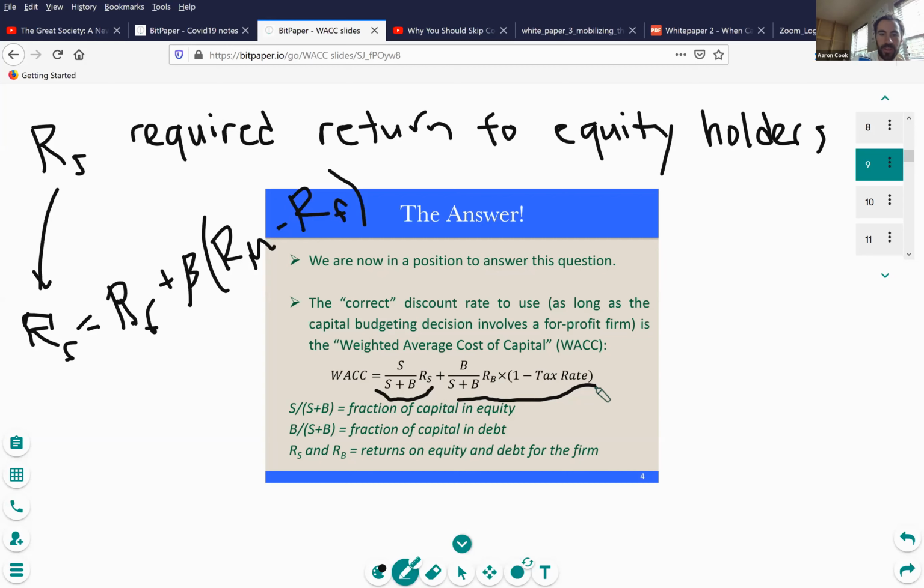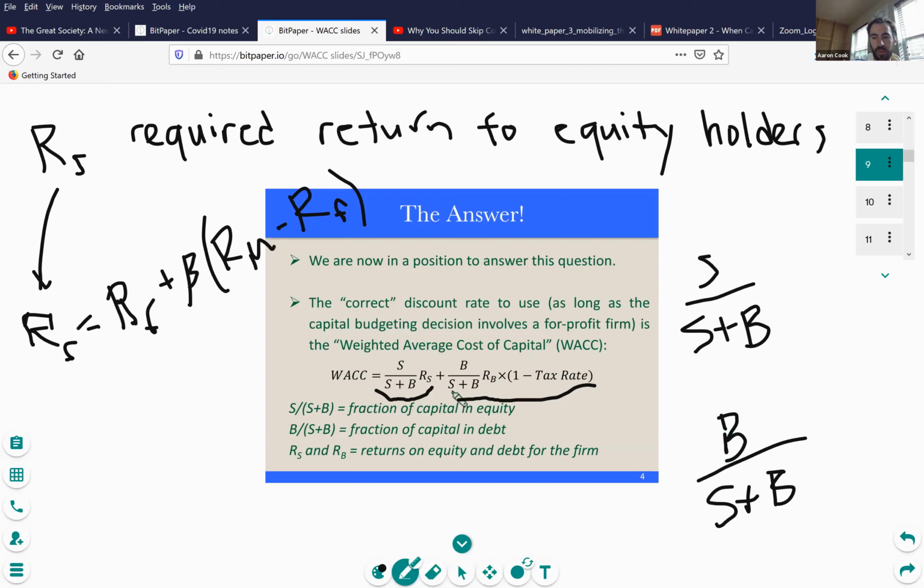So either way, the shares of debt and equity are going to matter for weighting this overall required return, which is going to be composed of the required return on equity and the required return on debt. And then we'll talk about how that required return on debt needs to be adjusted by the tax rate, given the tax treatment of debt.